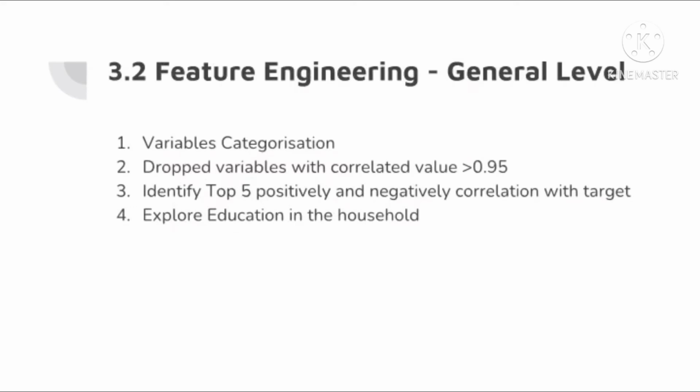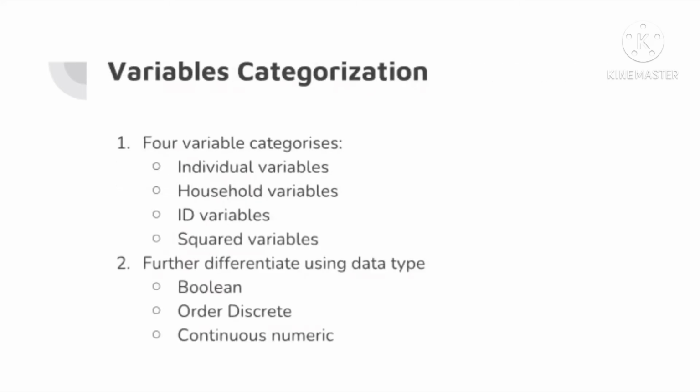In this project, our team performed 3 levels of feature engineering: general level, household level, and individual level. Here is a summary of what we did in the general level. Firstly, to aid in feature engineering operations later, we have categorized the variables into 4 categories and further differentiate them according to their data types.